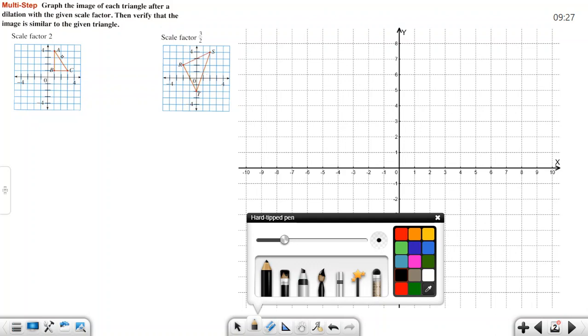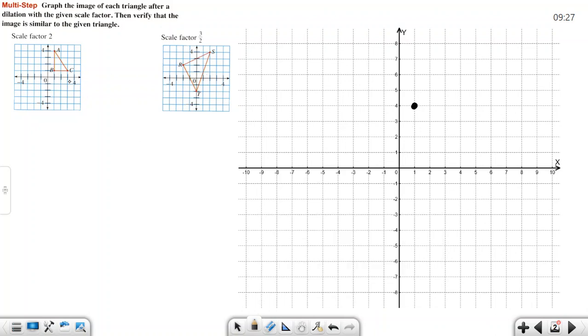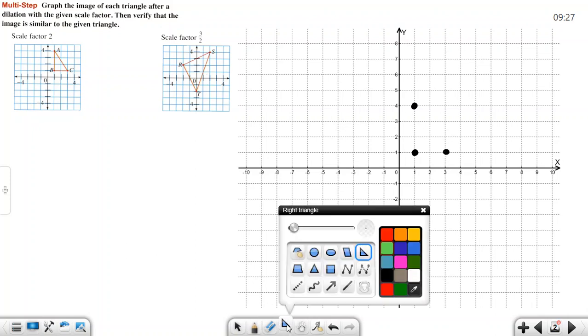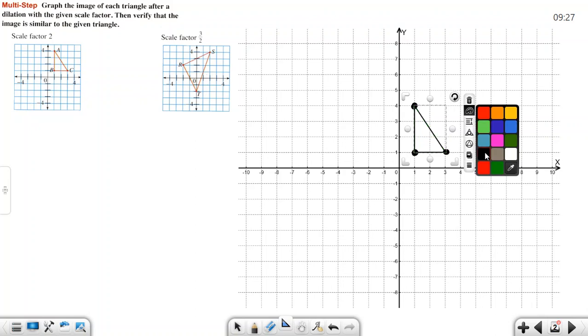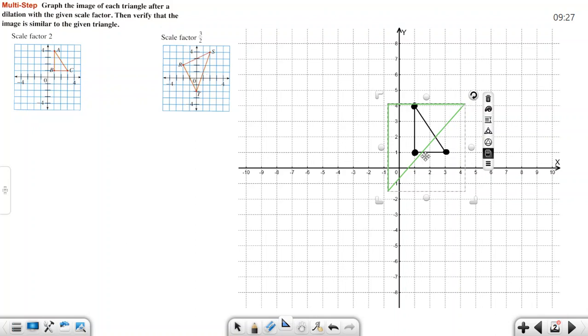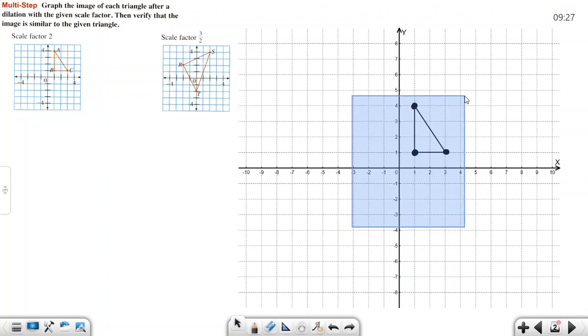Let's start. Point A is at 1, 4. Point B is 1, 1. And point C is 3, 1. So let's make a triangle. Let's draw the same triangle here. That's our triangle, and let's make it black and lock this shape. I don't want to see these points again. Now I have my triangle on the grid.